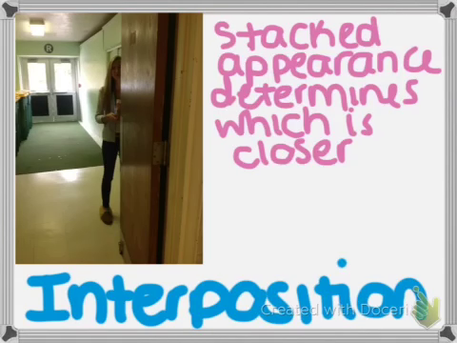Interposition is a depth cue which reveals how close or far away an object is. Because the door is obscuring the view of Caitlin and is stacked slightly in front of her, we perceive the door to be in front of Caitlin, therefore closer to us.